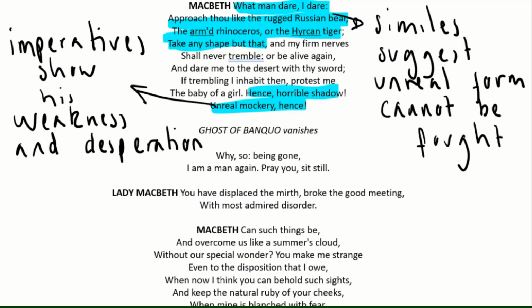Lady Macbeth continues, "You have displaced the mirth, broke the good meeting with most admired disorder." She said that you've ruined the gathering.